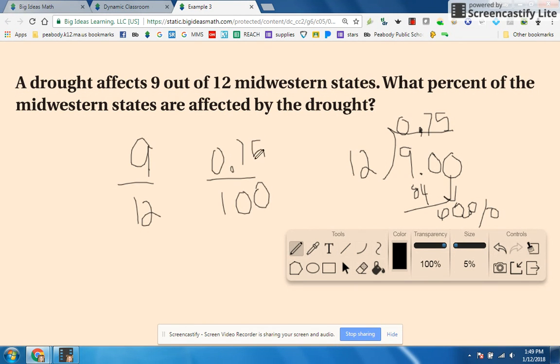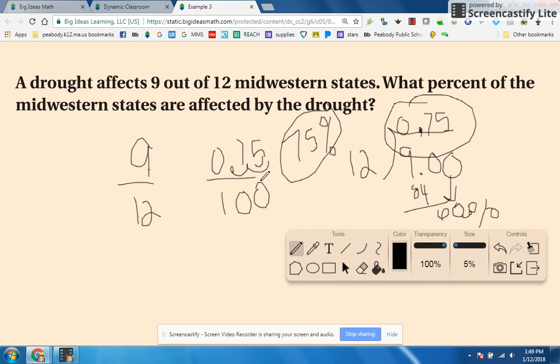And so what you do now, you can't have your decimal in a percent, so you move it over to get rid of it. In this case, we move it over twice, so it would be 75%. The other thing is you actually don't even have to write it as the fraction. Once you get your answer over here, you're always moving it over twice. So just move it over twice, and that would be your answer.